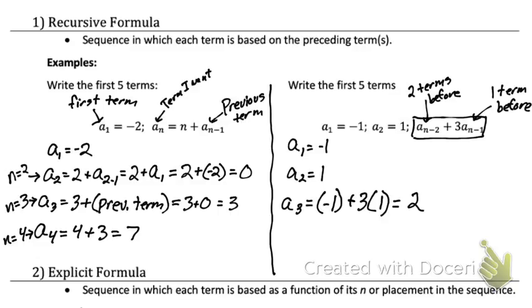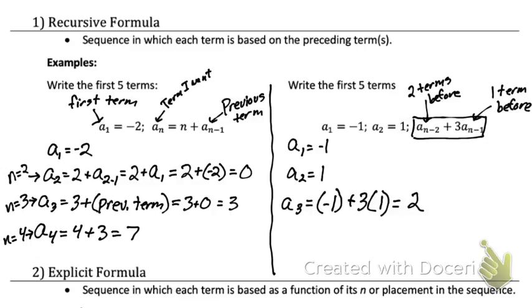The negative 1 comes from, so see, that's why I write this in plain English. I have a sub n minus 2, and I'm going to say in my head, this is 2 terms before. So we have 3, so 2 terms before my third term is my first term, which is negative 1. And our next one is 3 times the term right before it, which is that 1. Does that make sense? All right.